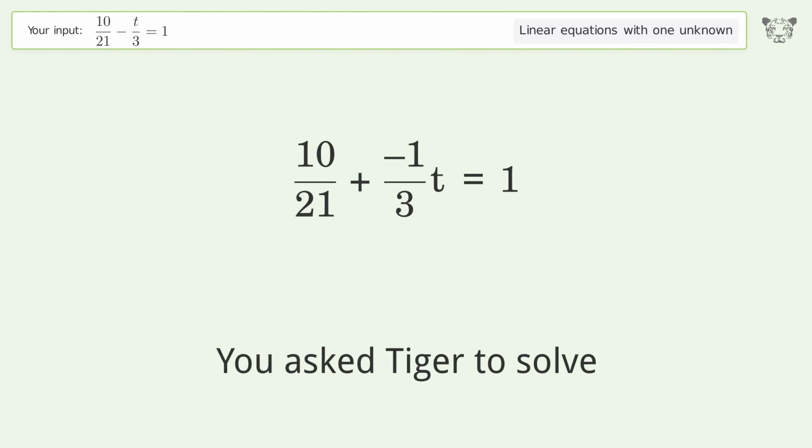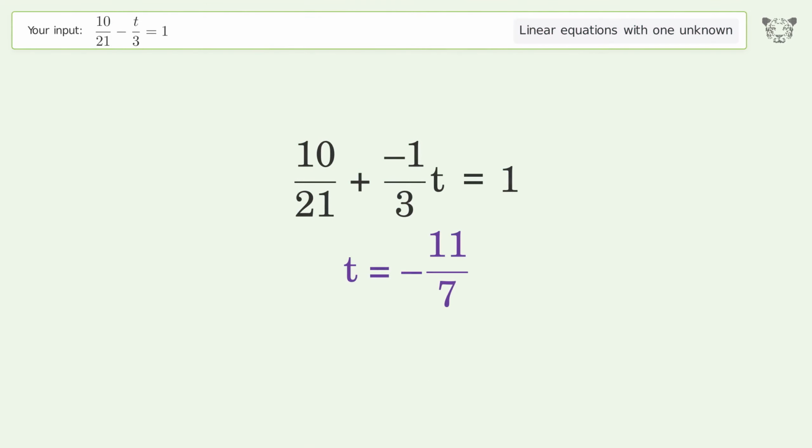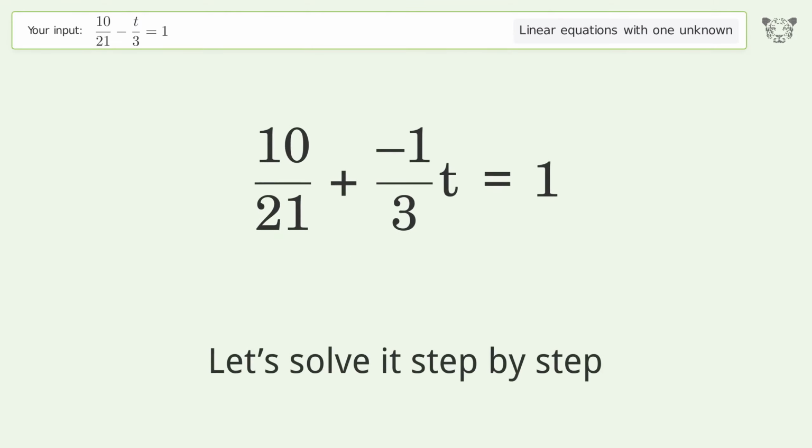You ask Tiger to solve this. It deals with linear equations with one unknown. The final result is t equals -11/7. Let's solve it step by step.